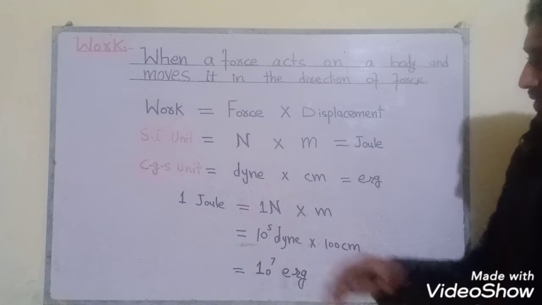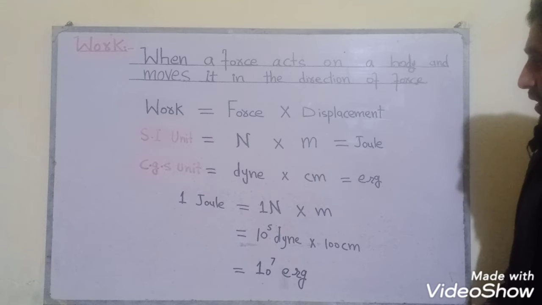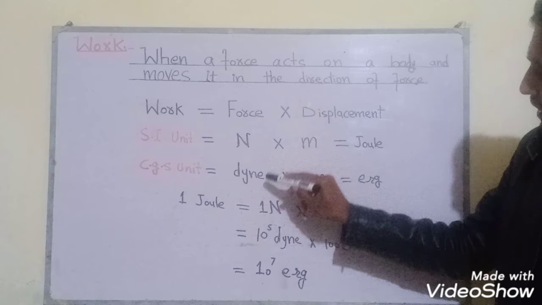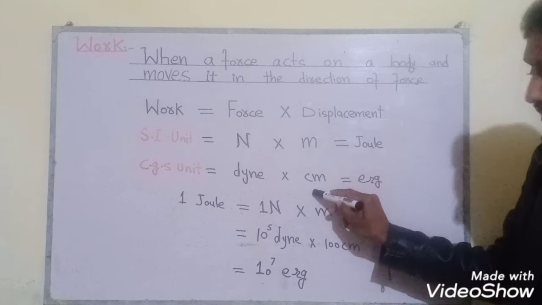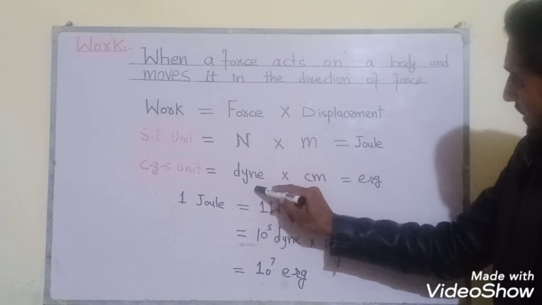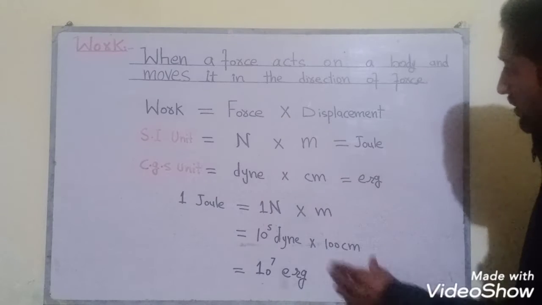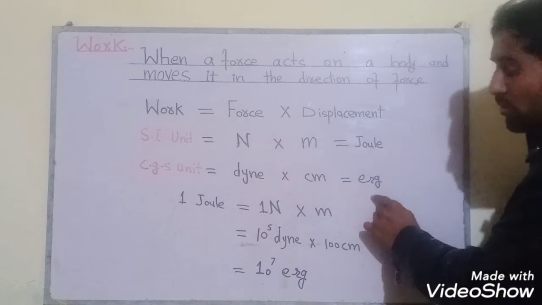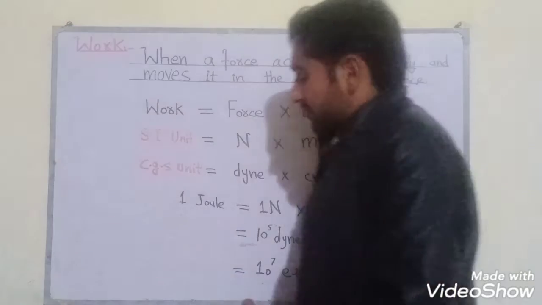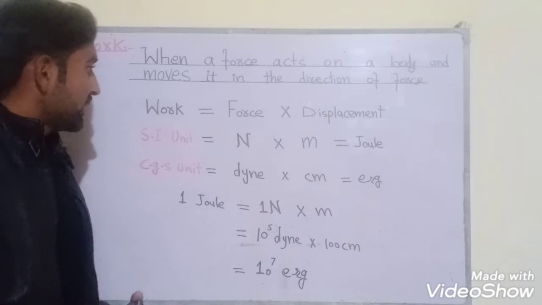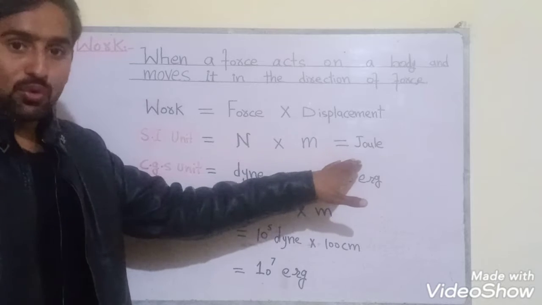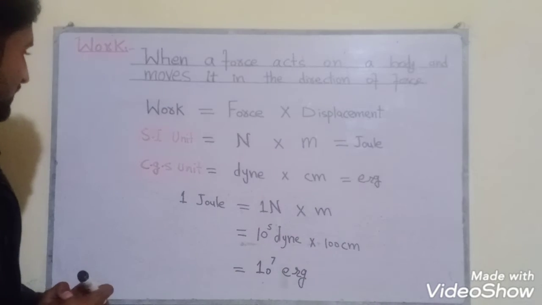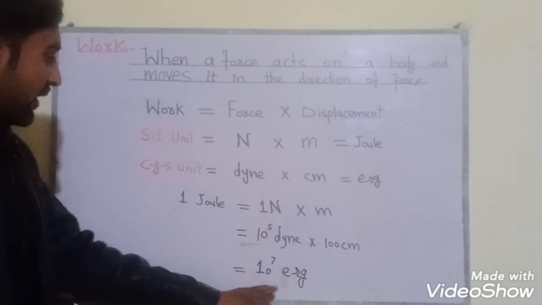Now we discuss CGS, the centimeter gram second unit. In CGS, force has the unit dyne and displacement has the unit centimeter, which becomes dyne centimeter, which is equal to erg. We have to remember these: Newton meter is equal to joule, and dyne centimeter is equal to erg. Now we discuss the relation between joule and erg.